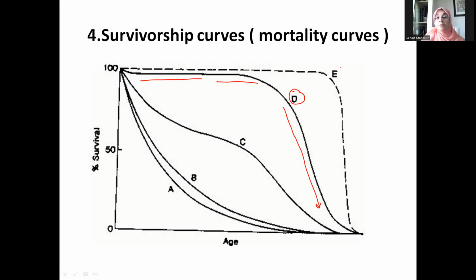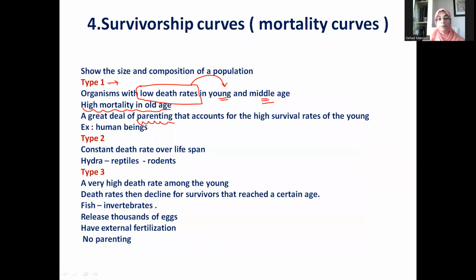Of course, there might be differences between human populations. For example, if you have a more developed country where we have a good deal of health care and people are well educated, they are aware of how to take care of their health, then we might have, even in old age, a high survival rate. Type 1, of course, the prototype is human beings.